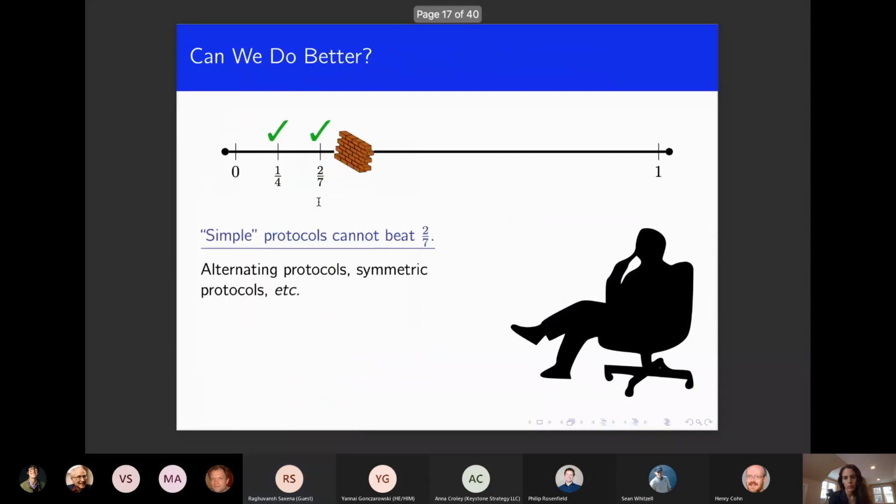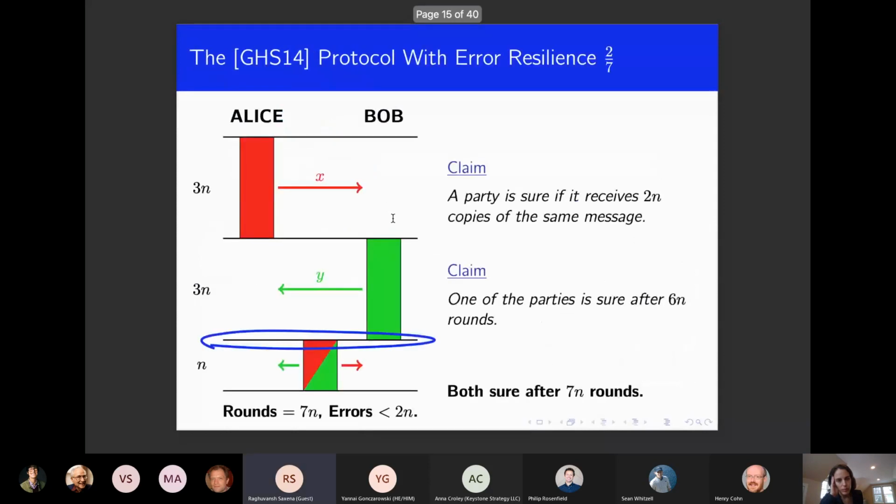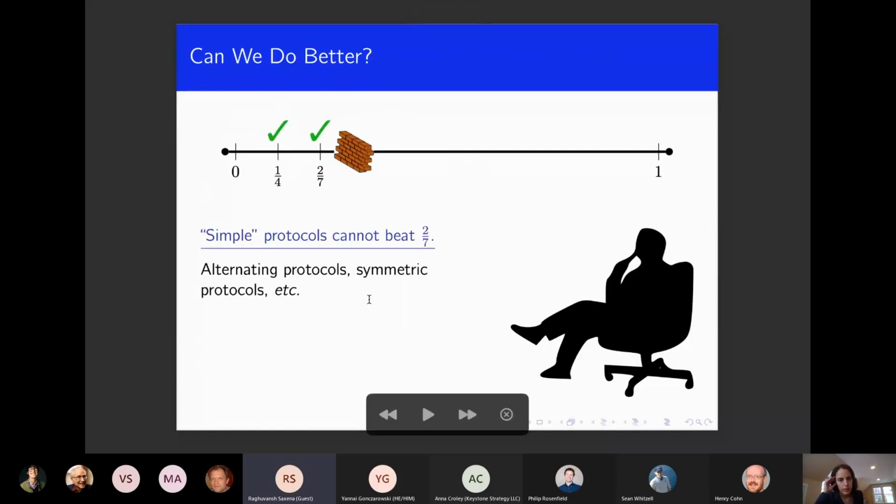It turns out that there is a barrier at this value, 2/7. Many classes of protocols cannot beat this error resilience benchmark, and these include many natural classes. For example, you may assume that a protocol needs to be alternating, where Alice speaks in odd rounds and Bob speaks in even rounds. If you have a protocol that is alternating, then you can formally show that you cannot get error resilience beyond 2/7. This protocol was not alternating, but it can be made alternating. That's not a big deal.